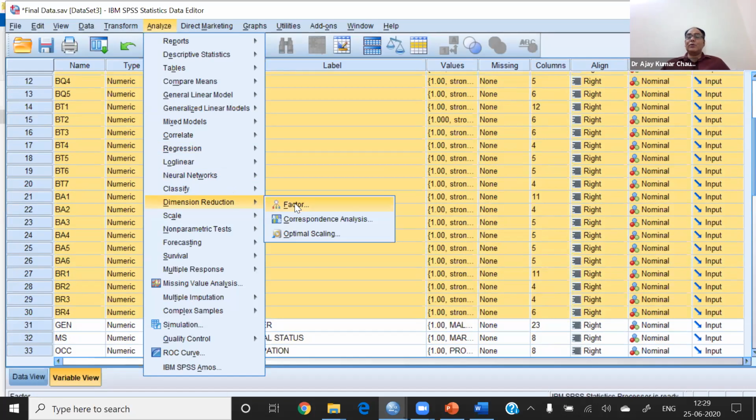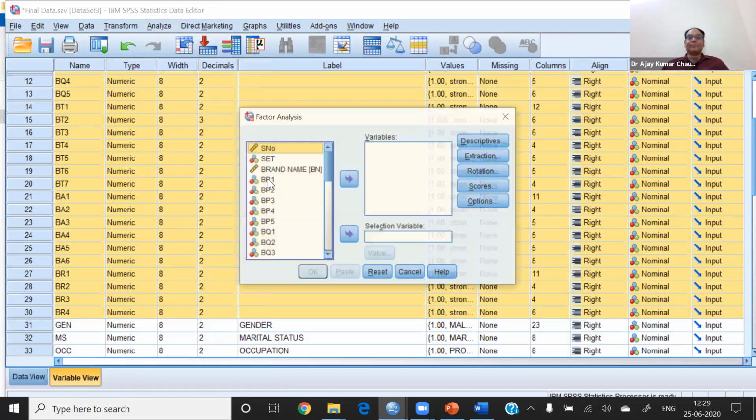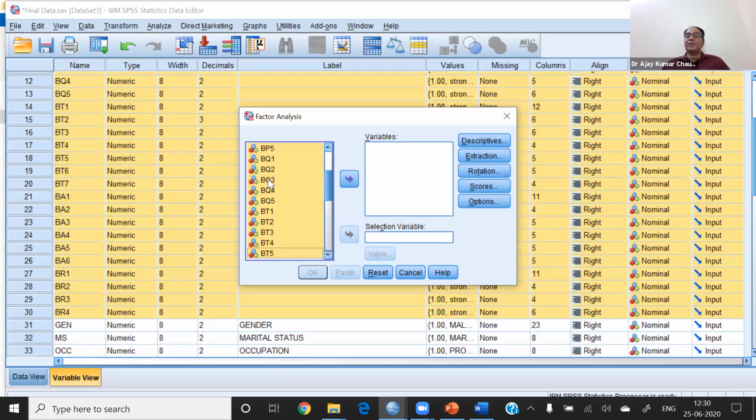Okay, so go to Analyze, then Dimension Reduction, and then Factor. This is the most popular command, and I learned this command initially. It took a long time, but let's see. The first rule is that you can apply only scale variables in factor analysis.